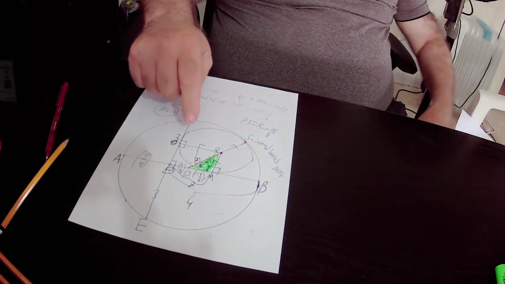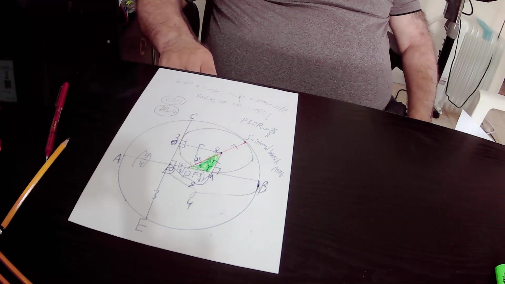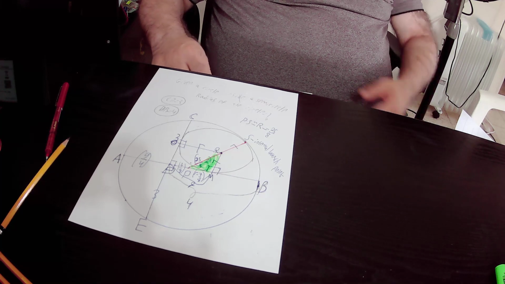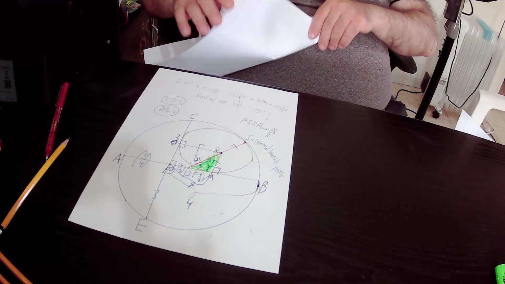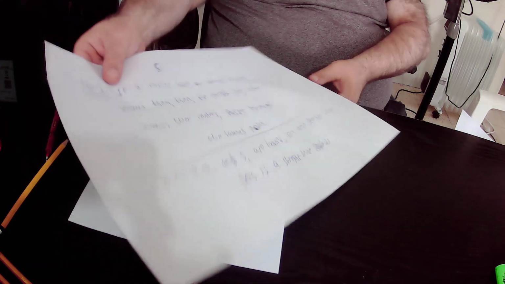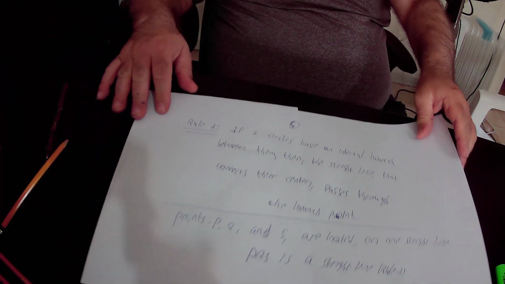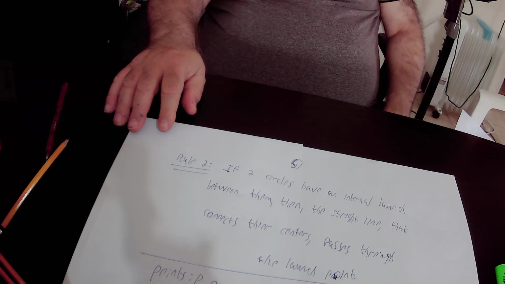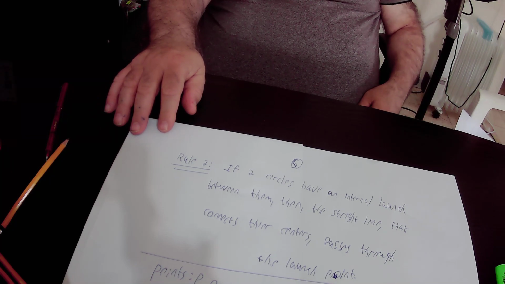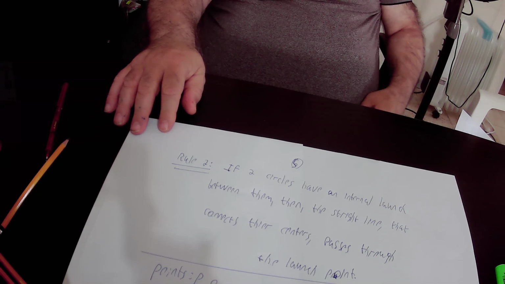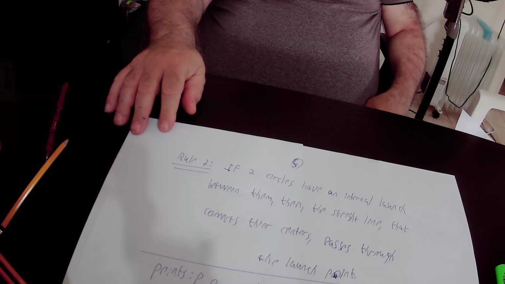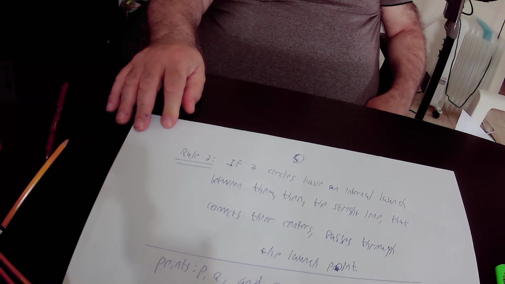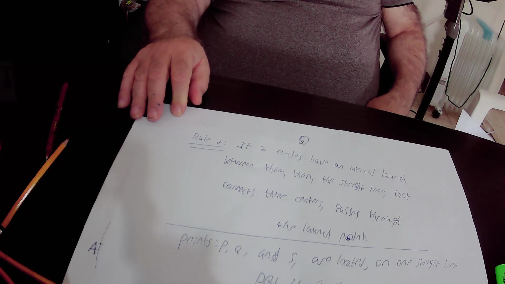So we found out the value of PM, and then I presented to you a new rule that is actually rule number 2. According to rule number 2, if two circles have an internal tangency between them, then the straight line that connects their centers passes through the tangent point.